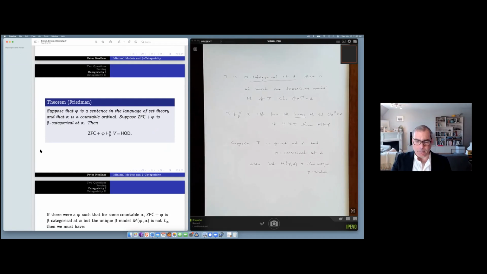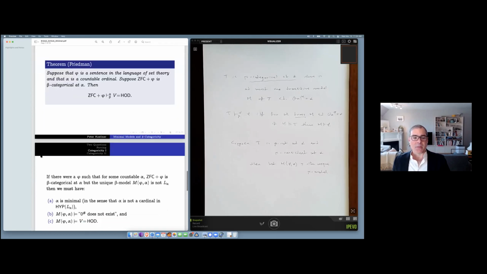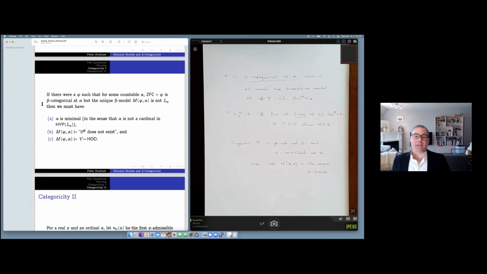And for this theorem, you don't need to use Barwise compactness. I mean, you don't need to use what's called Barwise's completeness theorem. You just use the standard omitting types argument from classical logic. So if there were a phi such that for some countable alpha, ZFC plus phi is beta categorical, just suppose that, and then let's start deriving the consequences and see what it must look like.